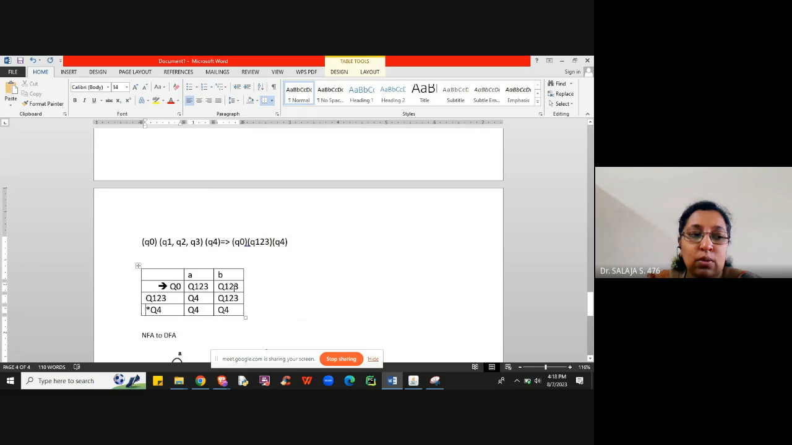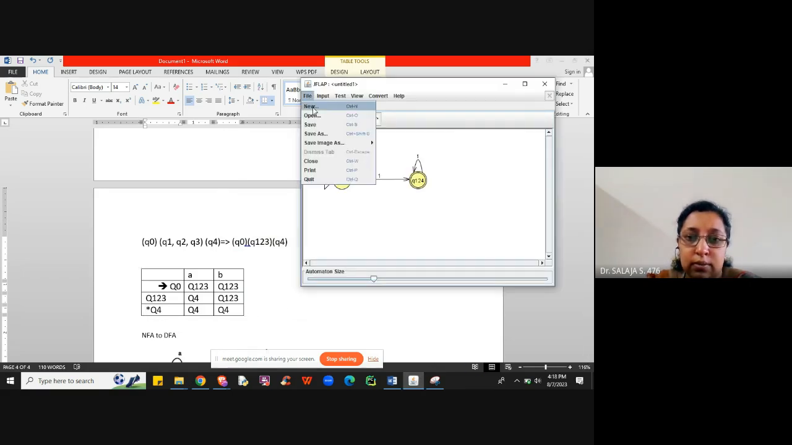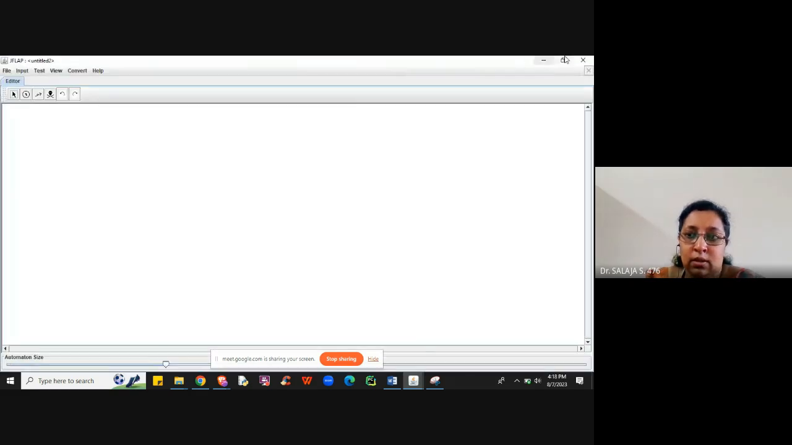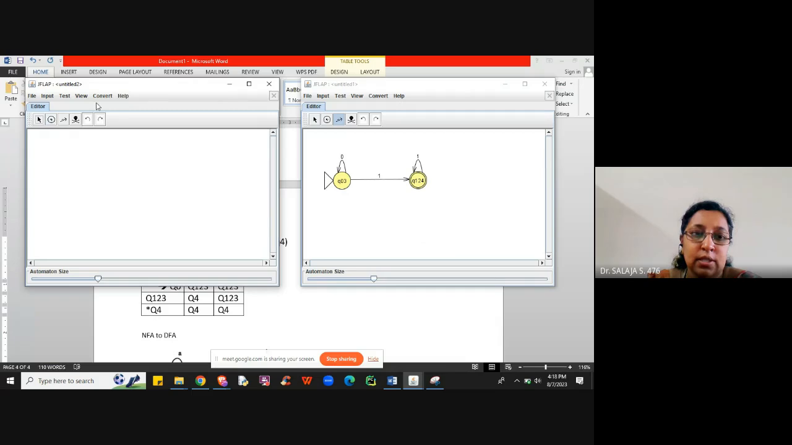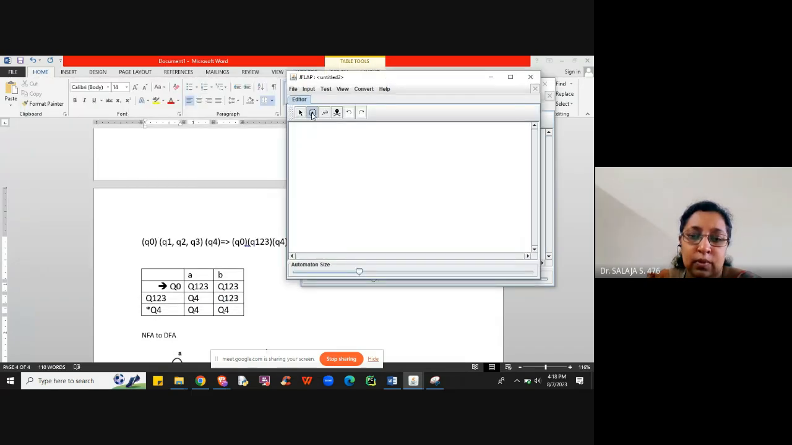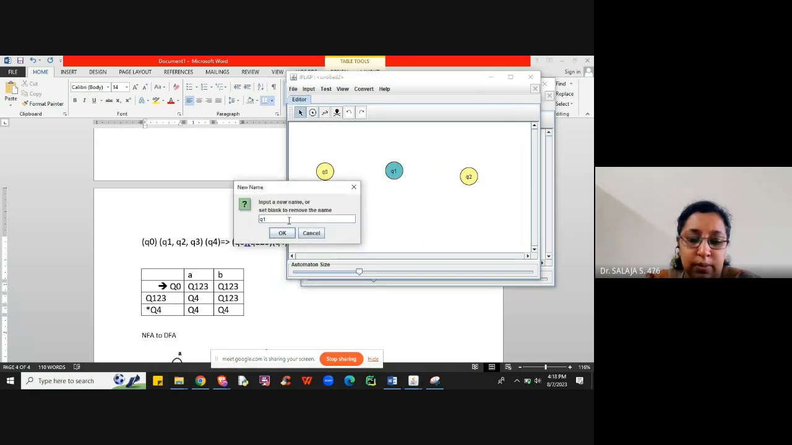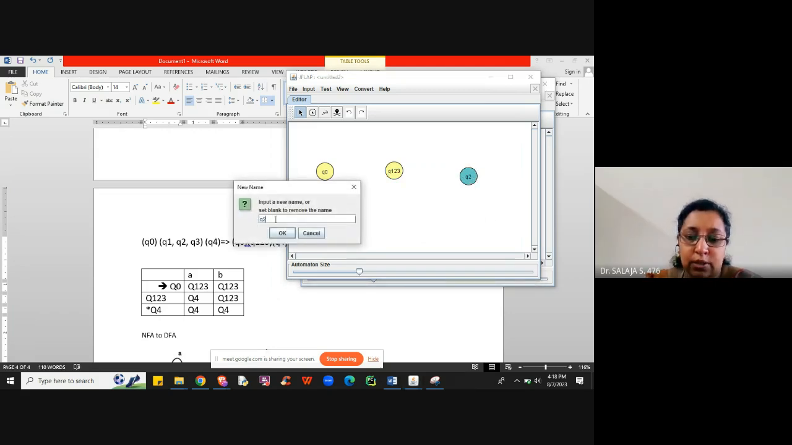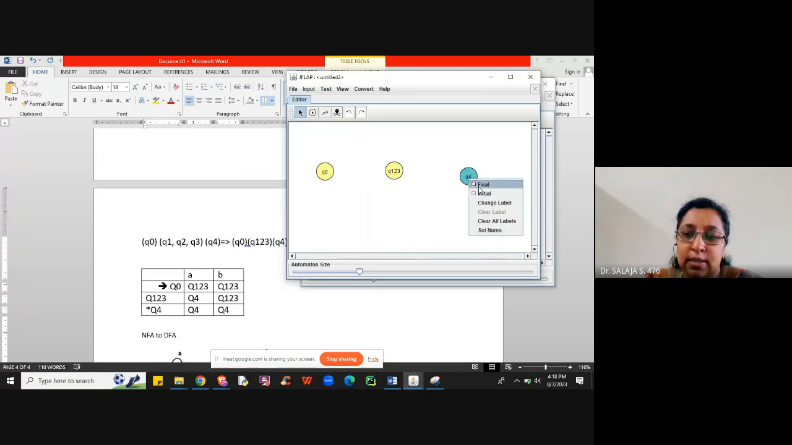So you now have three states: Q0, Q1, and Q4. We'll just rename it. Q1, I'll make it Q1, 2, 3, just for our easy understanding, fine? And Q4, we'll keep as Q4. Which one is the final state? The final state here is Q4. Q0 becomes the initial state.